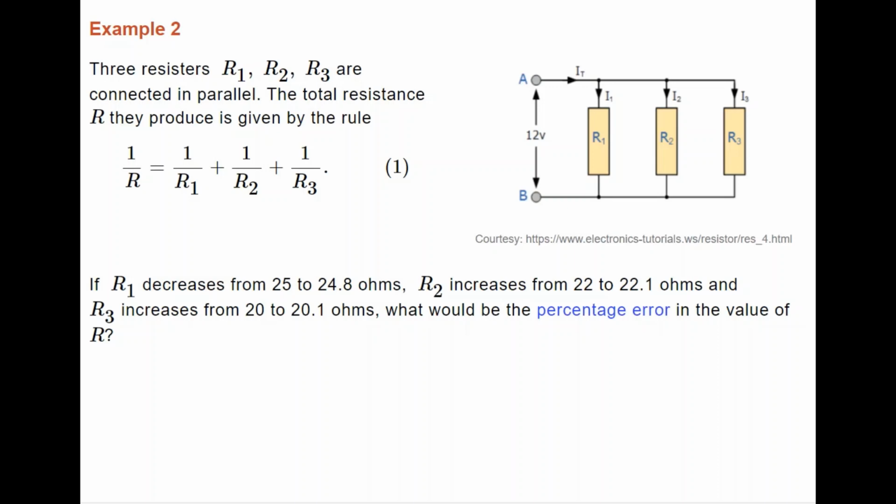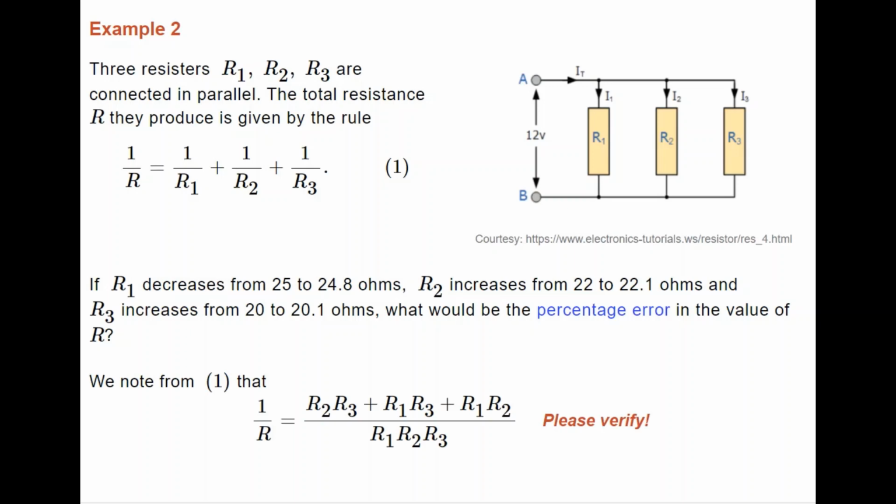And we are interested in knowing the percentage error in the value of R. We note here that the values of R1, R2, and R3 are not given in terms of a percentage change, but they are given in terms of the change in their quantity. So to obtain the percentage error in the value of R, we first need to make R the subject of equation 1. And for that, we proceed as given in the second equation, in which 1 over R has been simplified on the right-hand side.